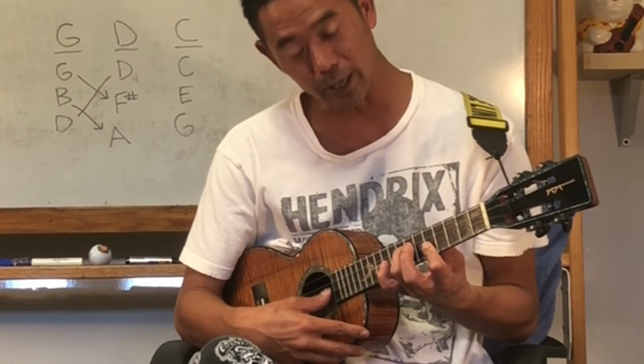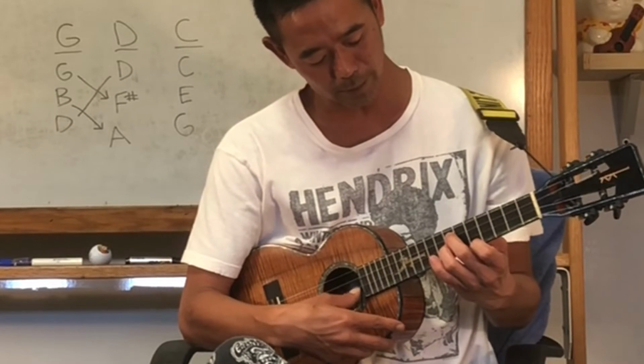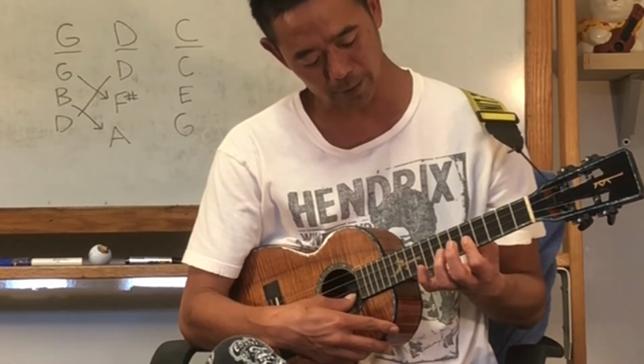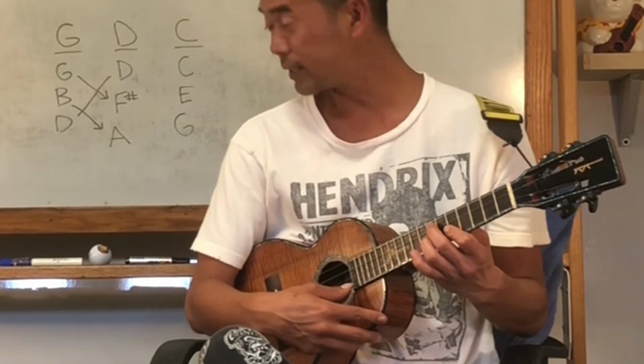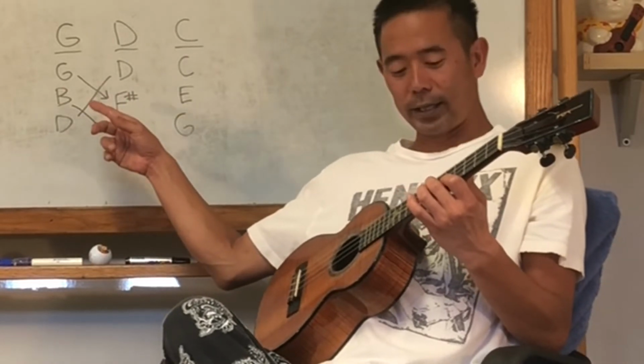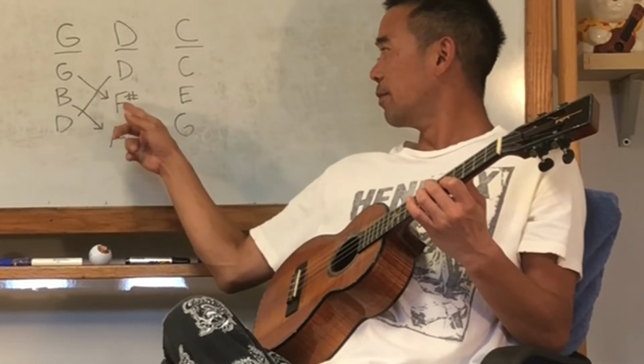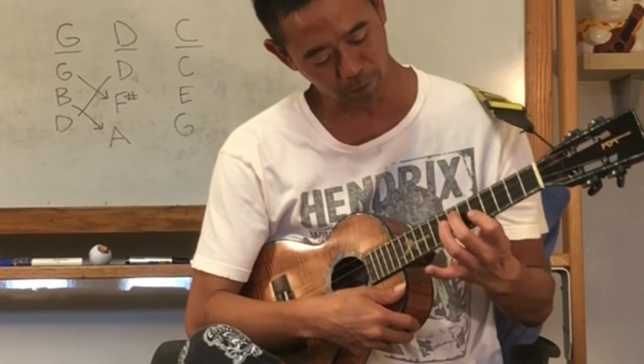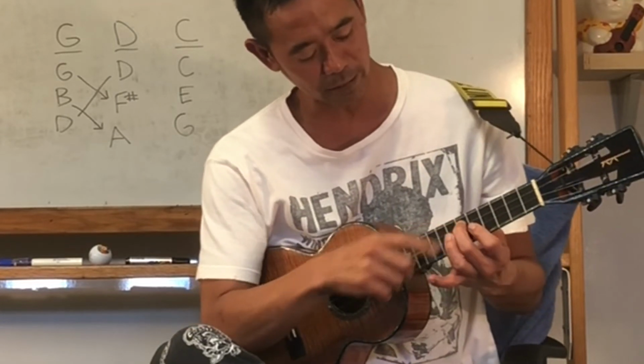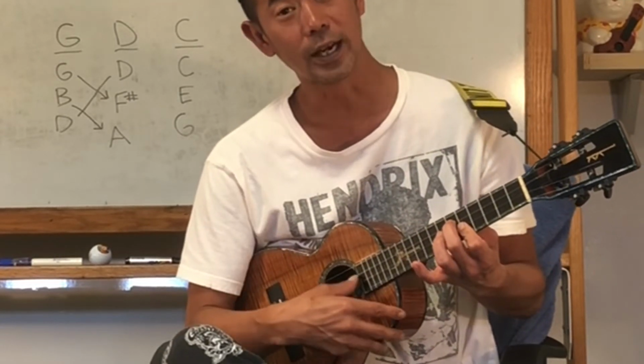So now we've got our A. We went from B and moved it down to A. So we were like this. And then finally, we're going to take the G and move it down to F sharp. From here, this is your G, move it down to F sharp. Now you have a D.